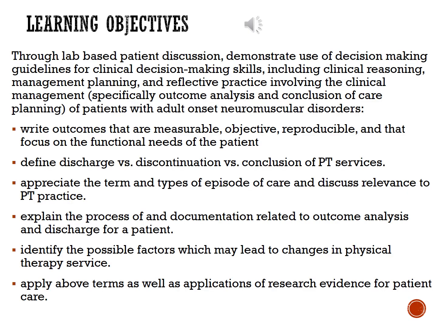In taking a look at these learning objectives for this lecture, you will see some similarities with the content that was presented last semester. Part of this lecture will focus on writing outcomes, so that information should be familiar to you. We'll talk about how to establish outcomes that are measurable and objective, outcomes that you can reproduce, and that focus on function for the adult patient with a neuromuscular disorder.